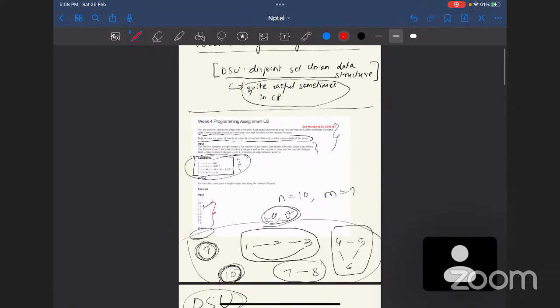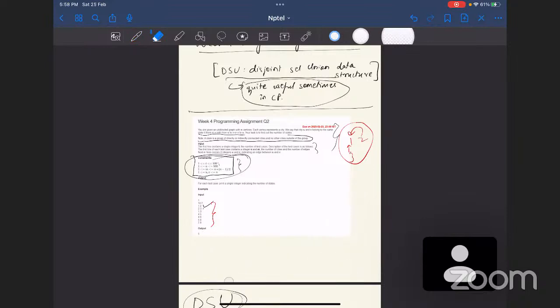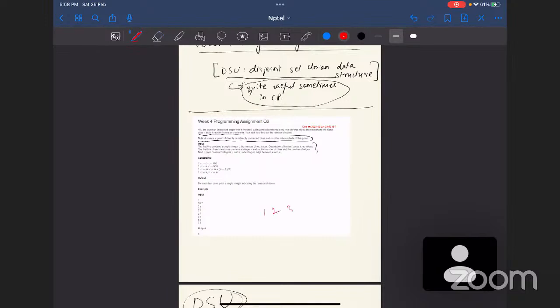In this example, we had 1, 2, 3, 4, 5, 6, 7, 8, 9, 10. If we encounter 1, 2: parent of 1 is 1, parent of 2 is 2. They both are different. So what do we do? We assign 1 as the parent of 2. Now 1 is the parent of 2, and rank of 1 is updated to 1.